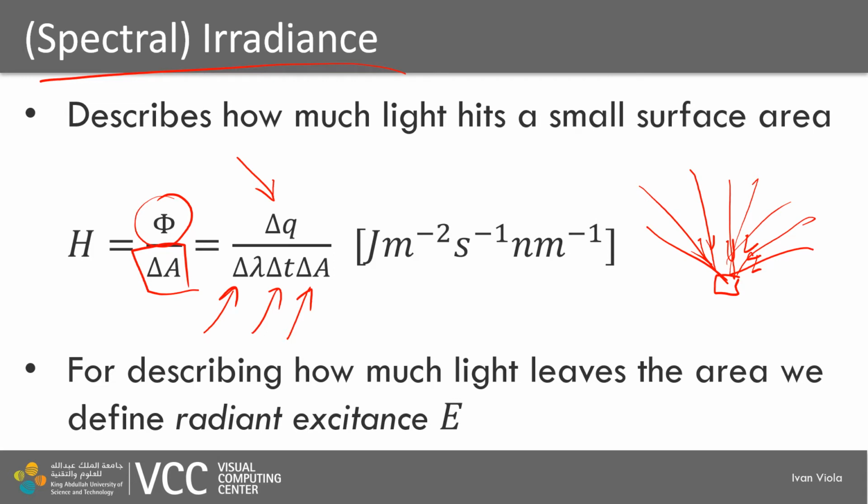If we would like to learn about another quantity, how much of the energy is leaving a certain patch, that is not the irradiance. That is called the radiant exitance, which is complementary to the irradiance.